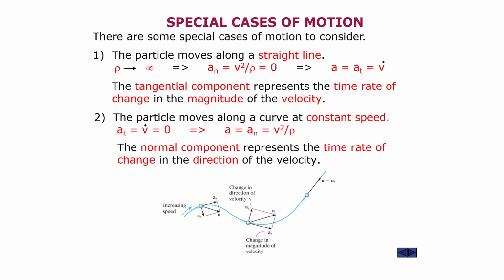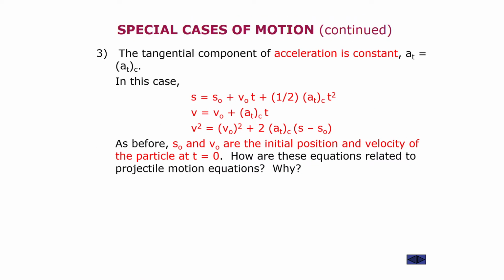2. The particle moves along a curve, but it is at constant speed. If it is at constant speed, then the tangential acceleration would be equal to 0. But then the normal acceleration is still equal to v squared over radius rho. The normal component represents the time rate of change of the direction of velocity. So you have to do a lot of differentiation here.